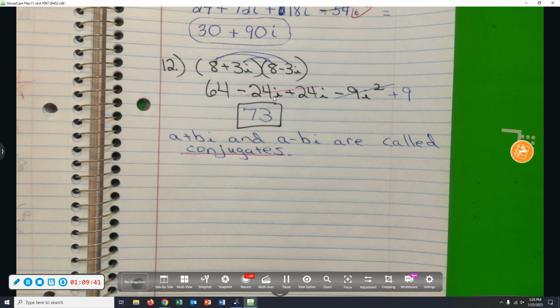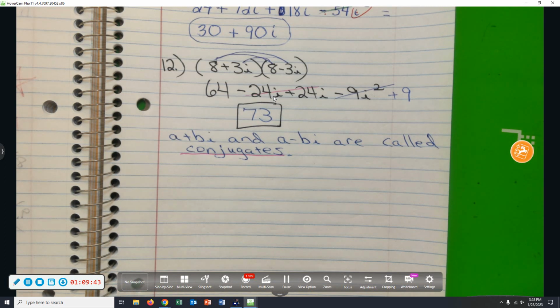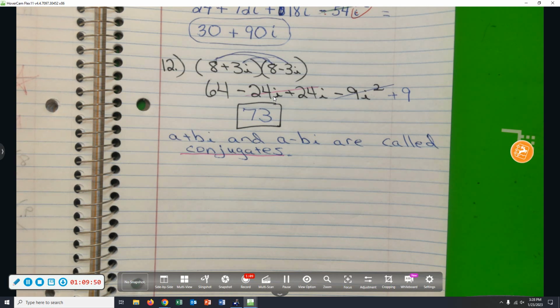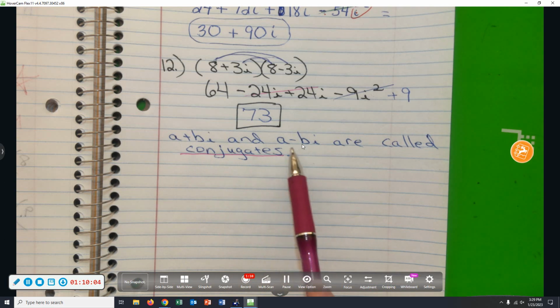Okay. So at this point, we've added complex numbers, subtracted complex numbers, and multiplied them. We're getting ready to divide. This concept involving conjugates is going to be important for division of complex numbers. If you have two complex numbers with the exact same terms, except the middle signs are different, then their product will not contain an i.